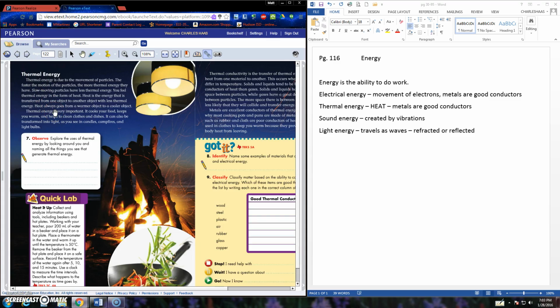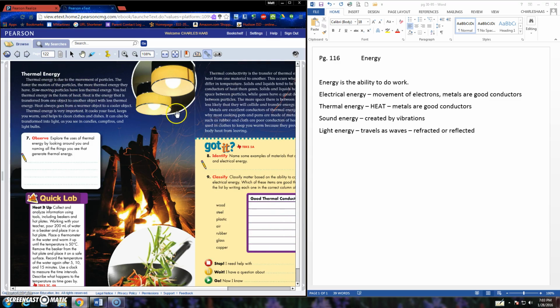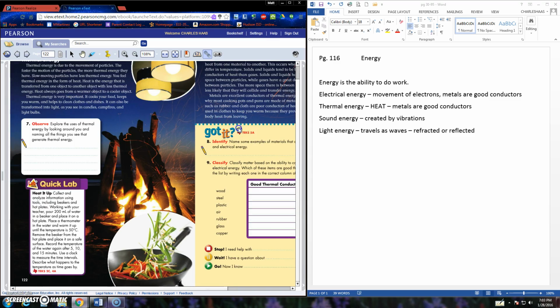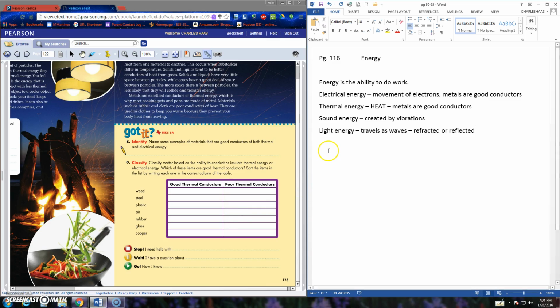Here's a little bit more on thermal energy. If you'd like to read more about thermal energy, you can read about it right there. This is a great place to sort these good thermal conductors and poor thermal conductors. Another word for poor thermal conductor would be an insulator. So in your book, you can go ahead and write down where wood belongs, where does steel go, plastic, air, rubber, glass, and copper. Why don't you push pause and write those down for a minute.